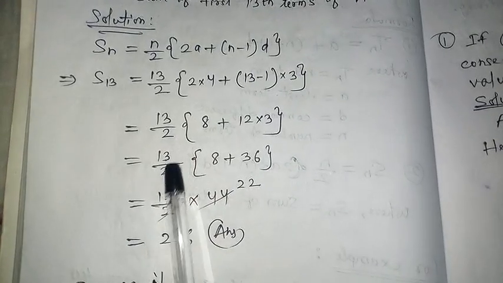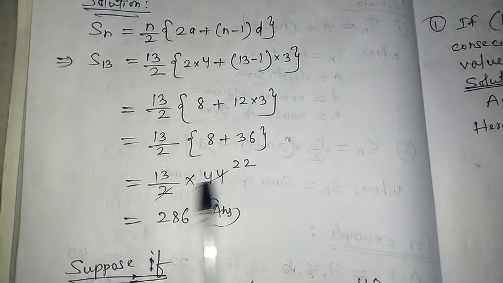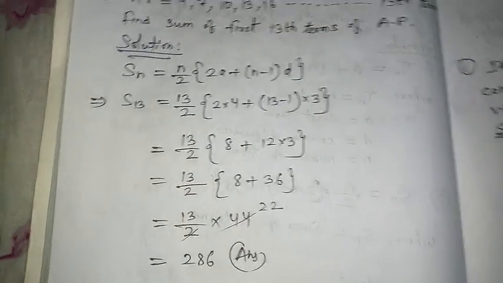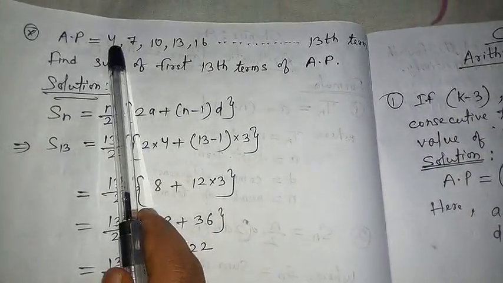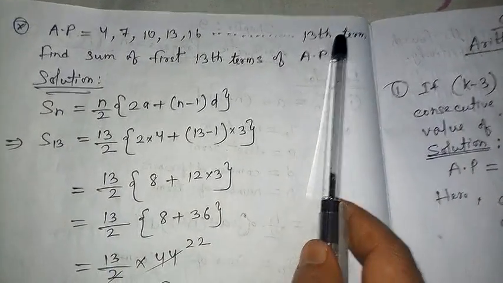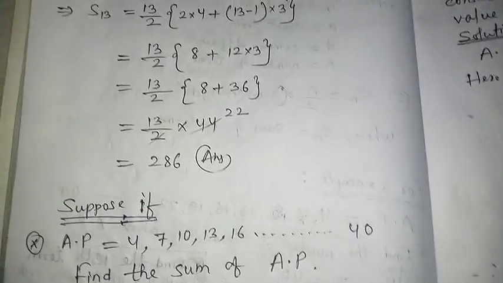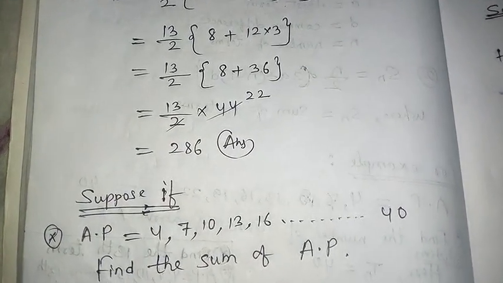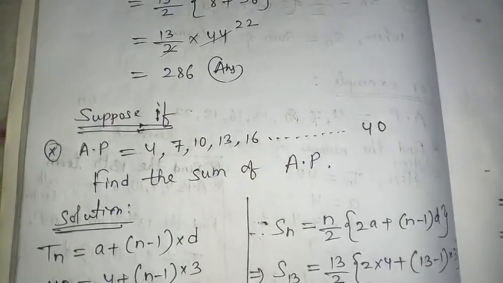So now I can write 13 by 2 into 44. If you cancel, 22 into 13 is 286. That means if you add all of them till the 13th term, the answer will be 286, which is not possible to do manually, but with the help of the formula, it is very, very interesting and very easy.